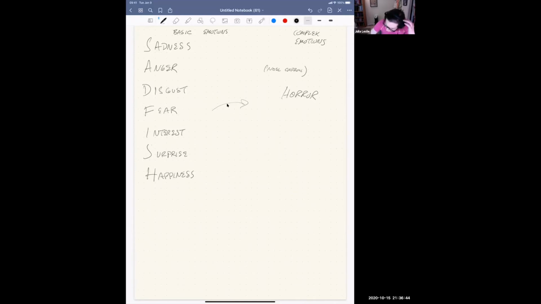Philosopher, I don't even know if he's still alive anymore. He made the argument that horror is actually a combination of disgust and fear. So if you combine those two emotions, you get horror.